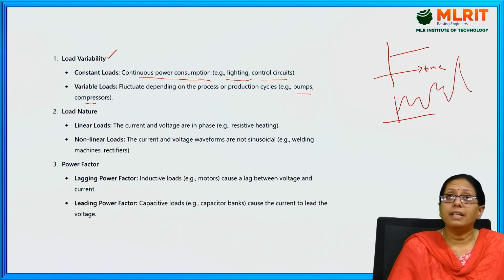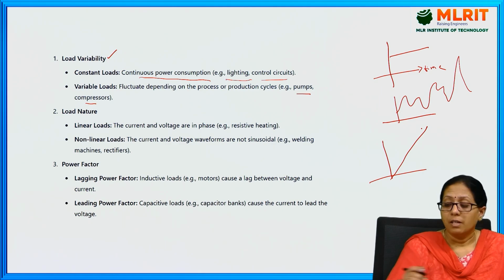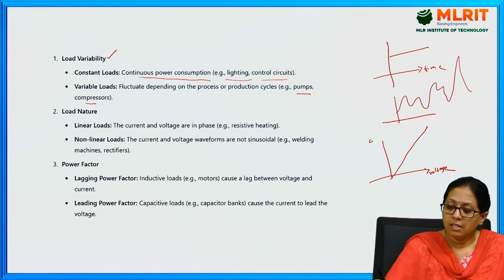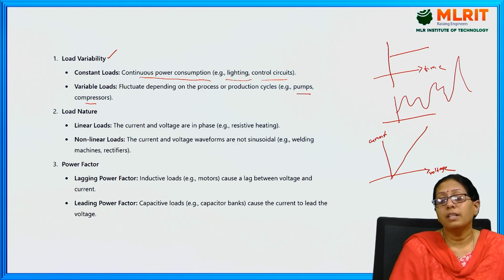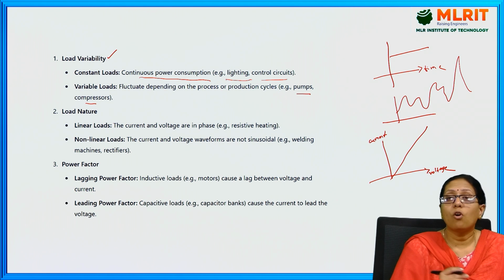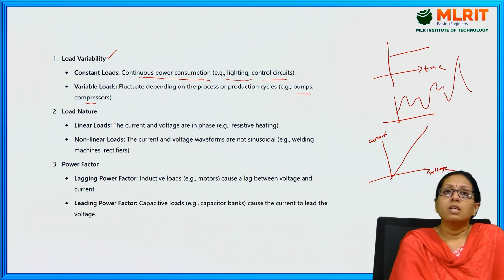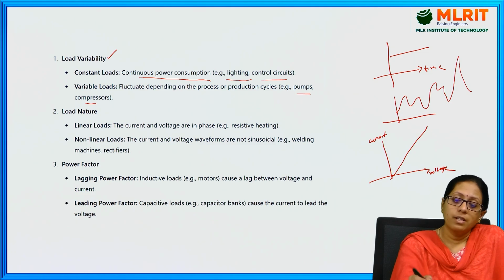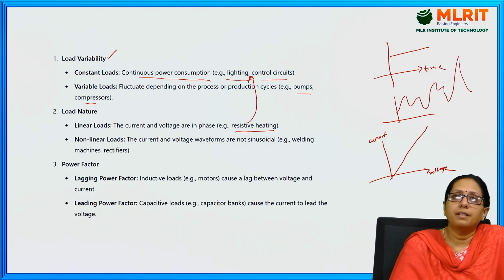It may be a linear load or a non-linear load. Linear load means which obeys the linearity property between the voltage as well as current. The loads which obey the linearity property are called linear loads. Examples are resistive heating. Resistive heating is nothing but this incandescent lamp lighting system.